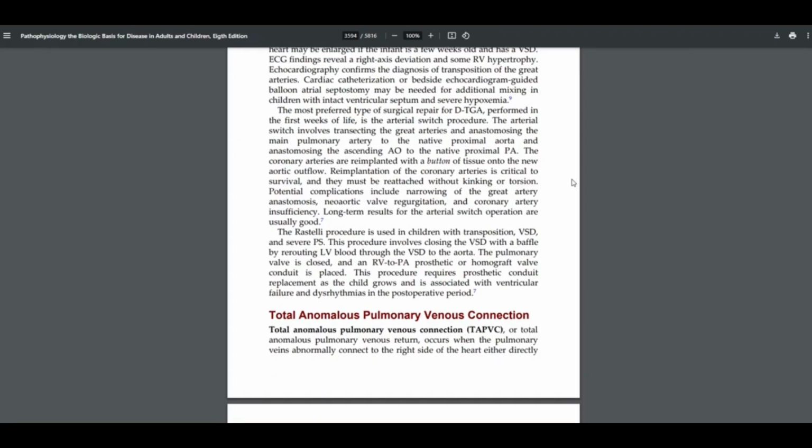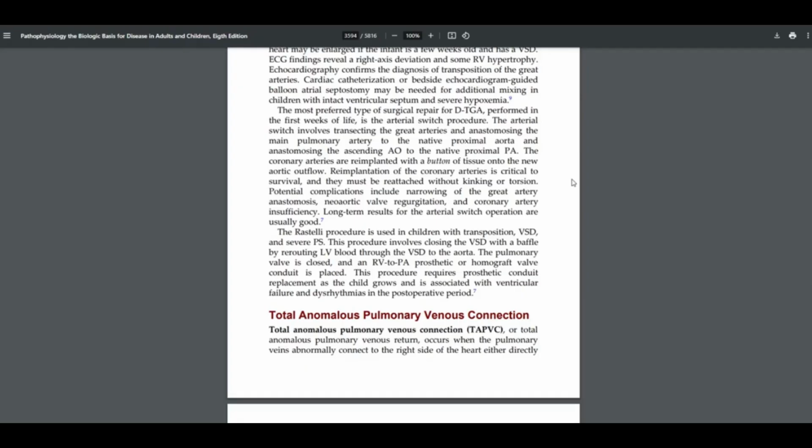The most preferred type of surgical repair for DTGA performed in the first weeks of life is the arterial switch procedure. The arterial switch involves transecting the great arteries and anastomosing the main pulmonary artery to the native proximal aorta and anastomosing the ascending aorta to the native proximal PA. The coronary arteries are reimplanted with a button of tissue onto the new aortic outflow.